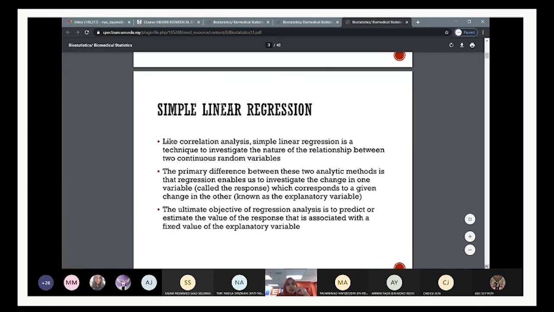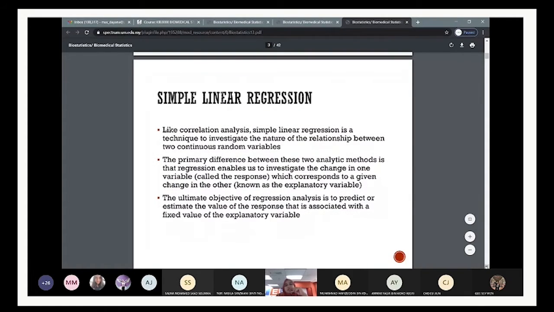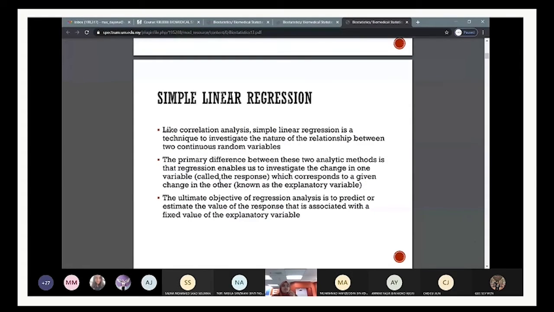So simple linear regression, like correlation analysis, is a technique to investigate the nature of the relationship between two continuous random variables. The primary difference between these two analytical methods is that regression enables us to investigate the change in one variable, called the response, which corresponds to a given change in the other, known as the explanatory variable. The ultimate objective is that we want to predict or estimate the value of the response that is associated with a fixed value of the explanatory variable.